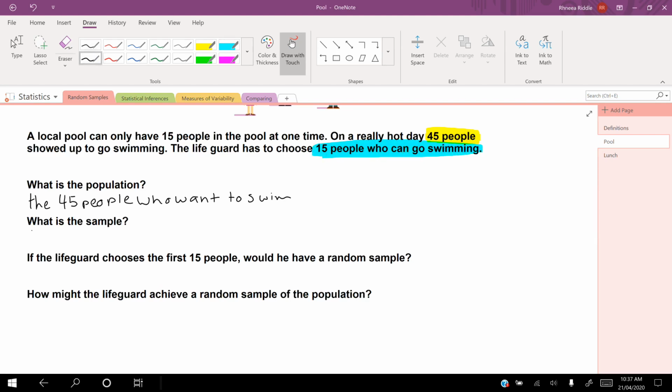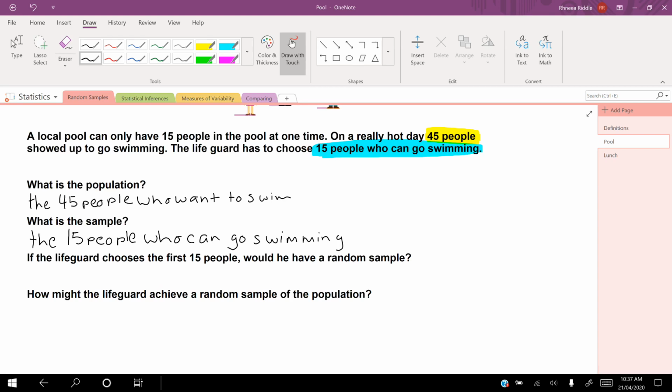So it is the 15 people. And again, it doesn't matter if they're hanging out by the pool, it's the 15 people who will be in the pool.